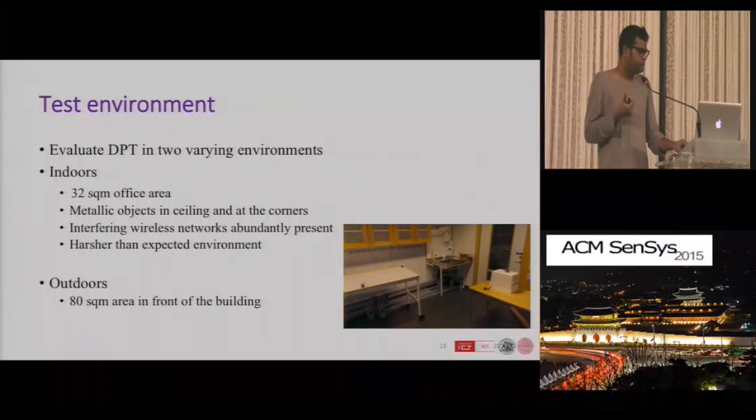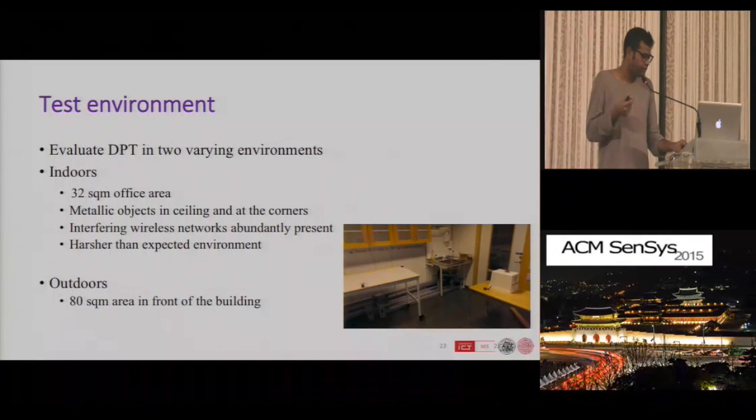So we evaluate our protocol in 2 different RF environments. The first is the indoor environment of our office, which is about 32 square meters in area. As you can see from the image, it's a complex radio environment where there are metallic objects in the ceiling as well as in the corner. There are also other interfering wireless networks that are abundantly present, and this is much harsher than the expected environment for some of the bulk data transmission protocols, which would be characterized by a clean, interference-free environment.